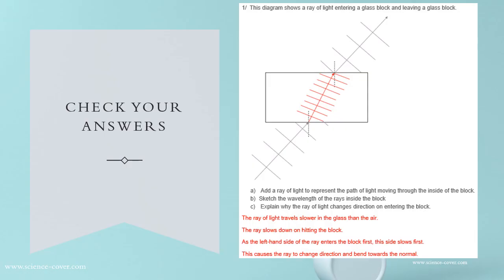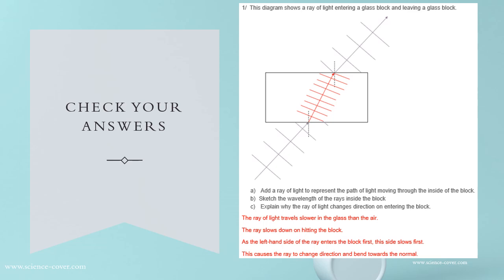Let's check our answers. In part A, we had to show the path of light takes within the block. This is marked between the two normals, as shown in the diagram. The wavelengths of the rays inside the block should have been shorter than the wavelengths of the rays outside the block.